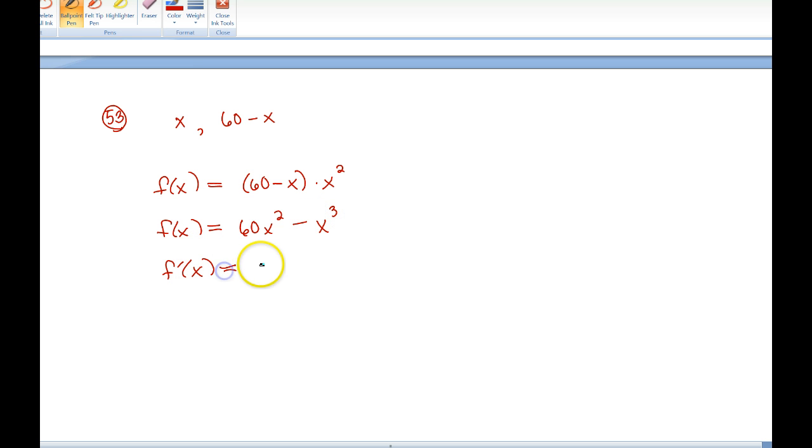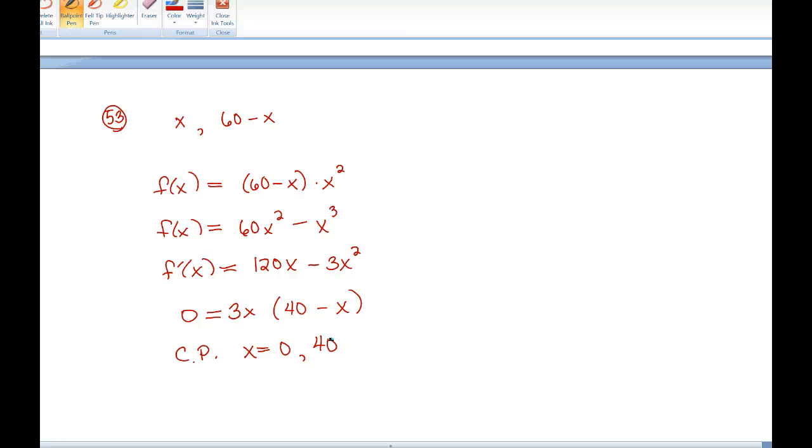Then we're going to do the derivative. We get 120x minus 3x squared. And then we can set that equal to 0, so I can take out a 3x. And we're left with a 40 minus x. So we have critical points at x equals 0 and 40. It asks, what is the maximum product? So we have 0 and 40 and 60.